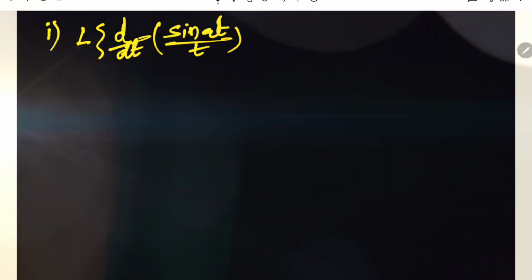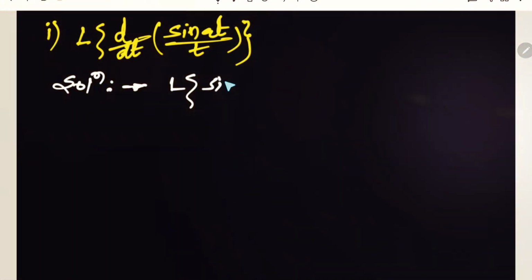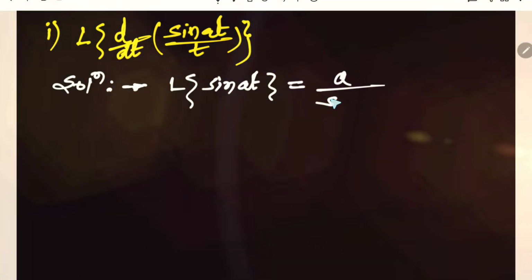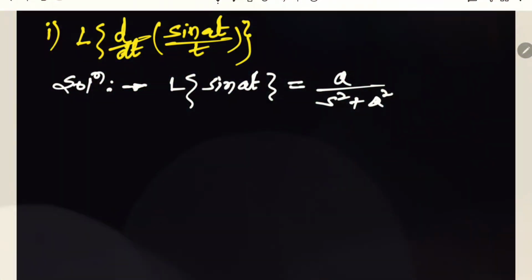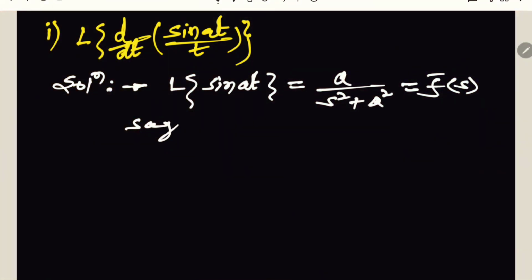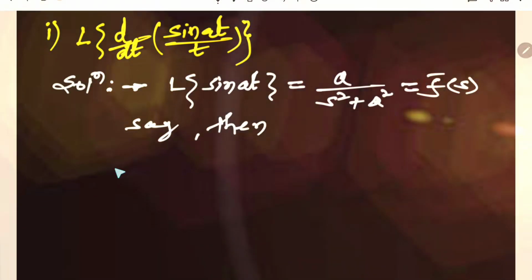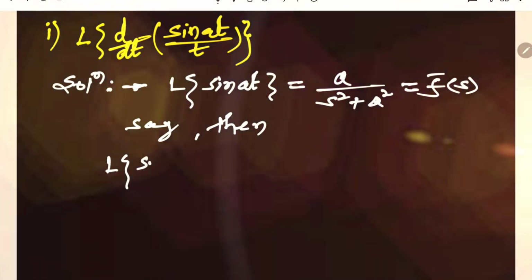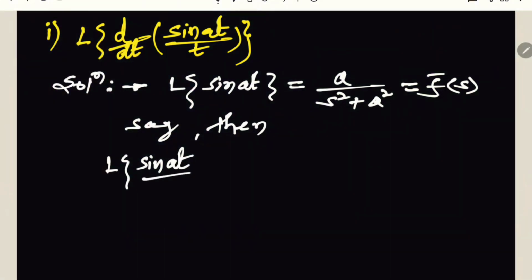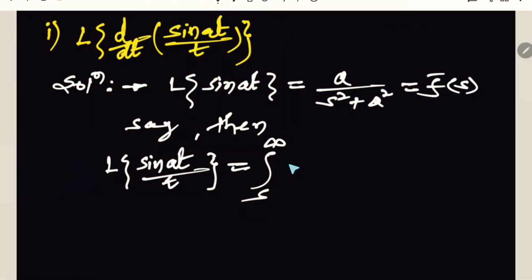The first one, Laplace of derivative of sin at by t. Therefore, first of all, we find Laplace of sin at. We go step by step. It is a upon s square plus a square, a standard result. And we call this f bar of s, say. Then, by that division by t property or theorem, we get Laplace transform of sin at by t as integral from s to infinity of f bar of s with respect to s.